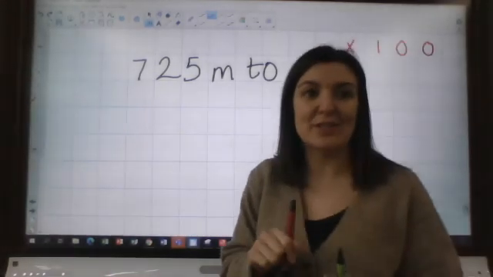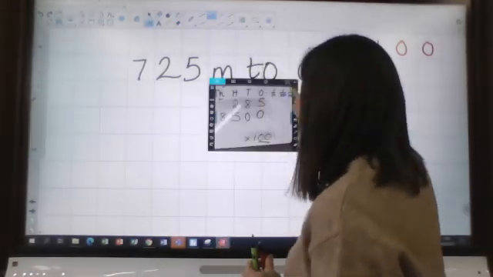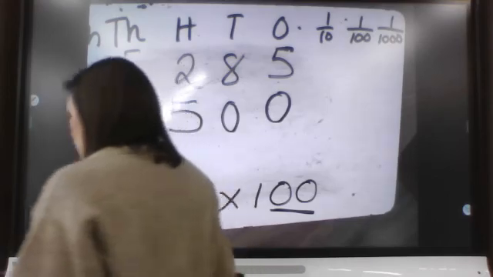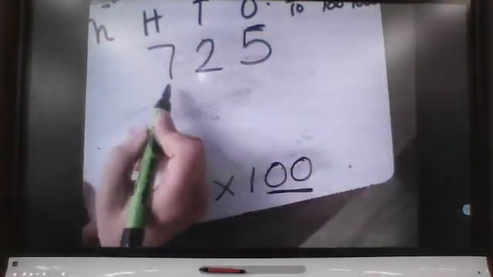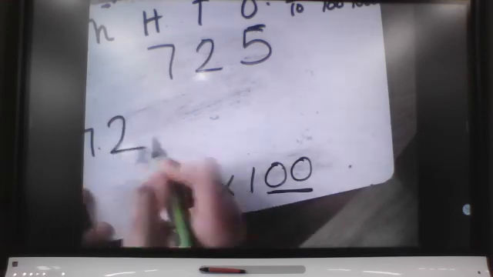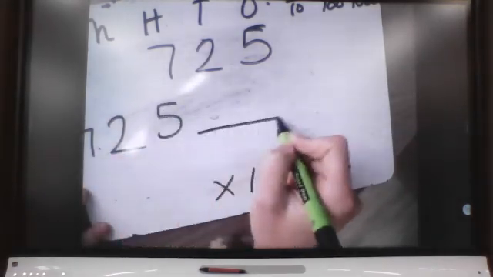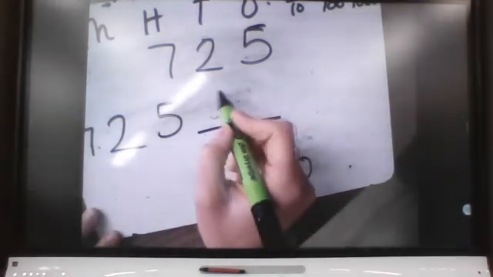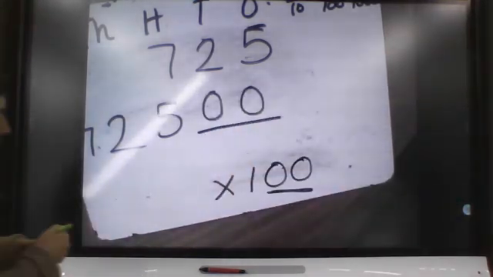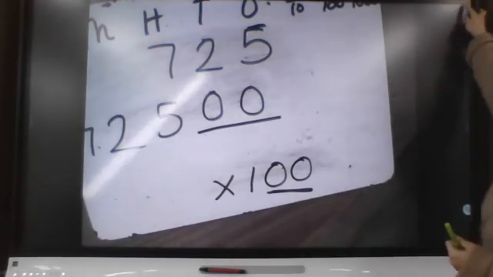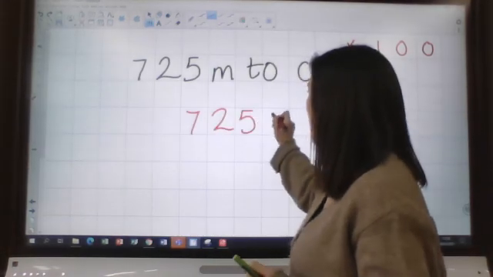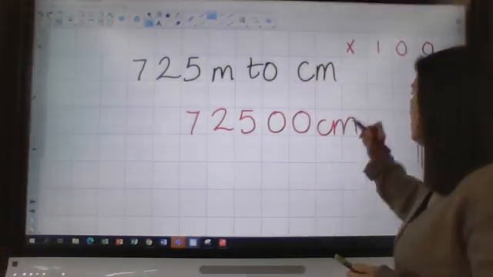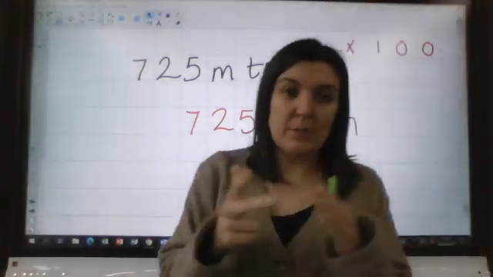Okay, so let's have a look at it together to see how you did. So 725 multiplied by 100. So it's two places again. 725. So 1, 2, 1, 2, 1, 2, and then make sure you put your placeholders in. So this time it's 72,500 centimetres. So we've had a look at metres, centimetres and millimetres.